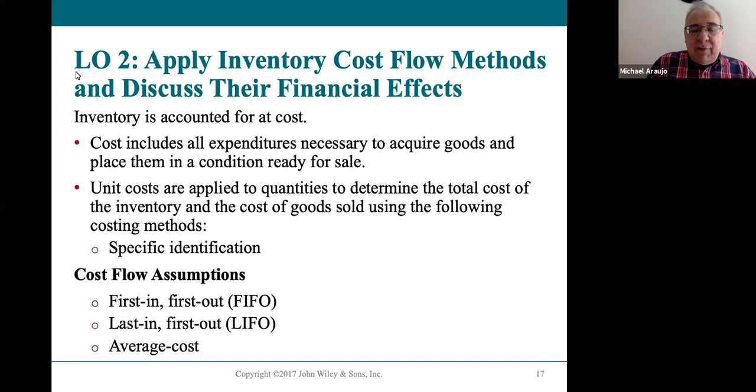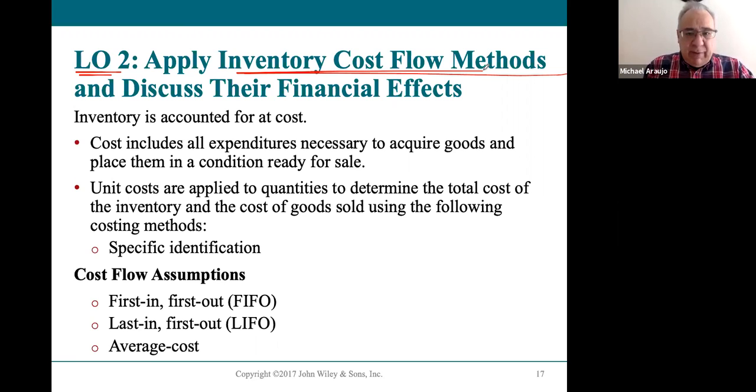So learning objective 2, this is the heavy lift in this chapter. Every chapter kind of has a section where there's a bit more work to do than other sections. This is the one. And the reason is we're going to learn about how businesses cost out their inventory.